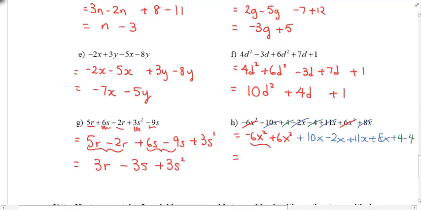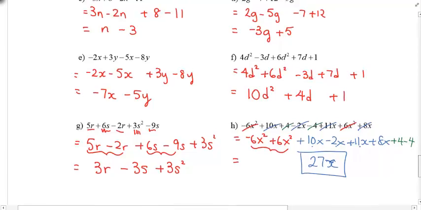Negative 6x squared plus 6x squared, that's negative 6 plus 6, that's 0. You could write down 0x squared, or better yet, just leave it out. Okay. 10 minus 2 is 8. 8 plus 11 is 19. 19 plus 8, there's 27x. Good. And then I've got the constants, 4 and negative 4. 4 minus 4 is 0, so I guess that's it. It's just 27x. Good.